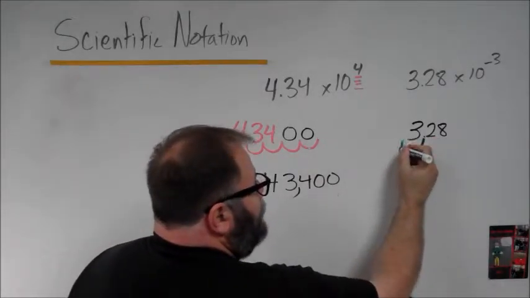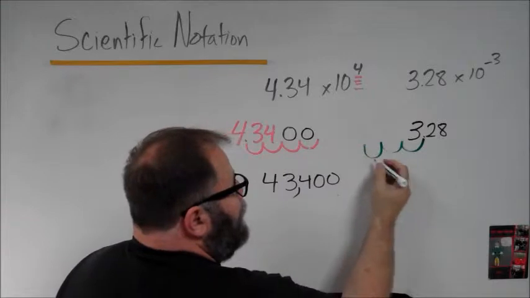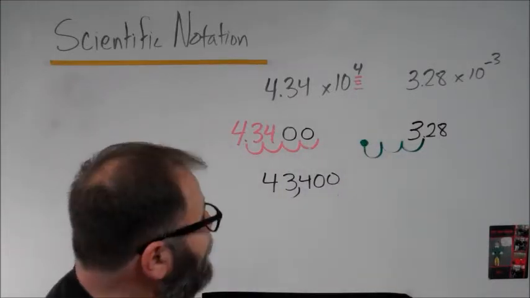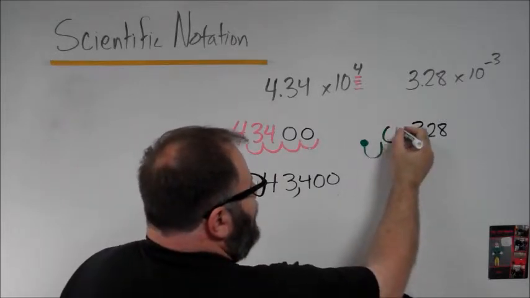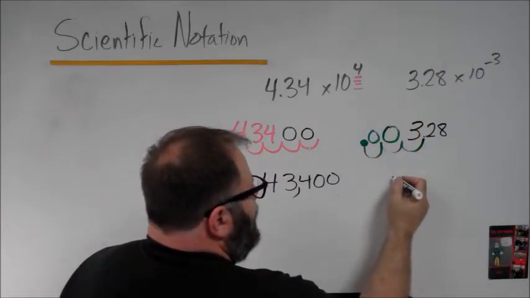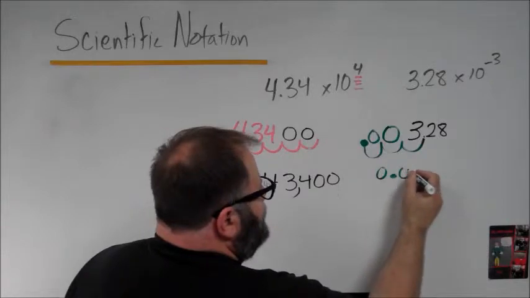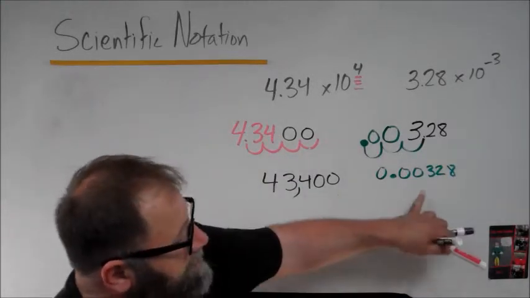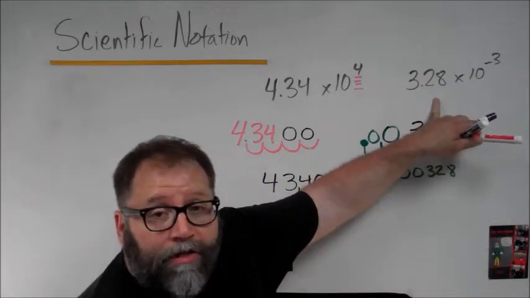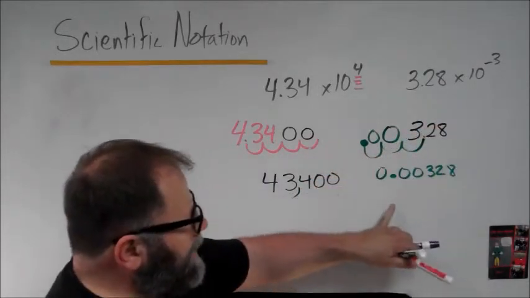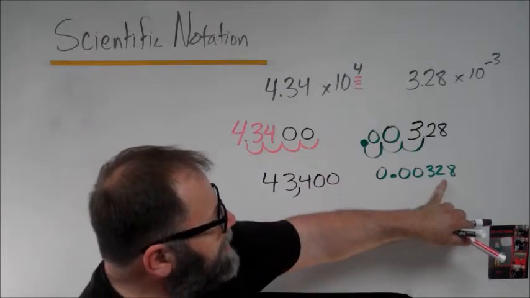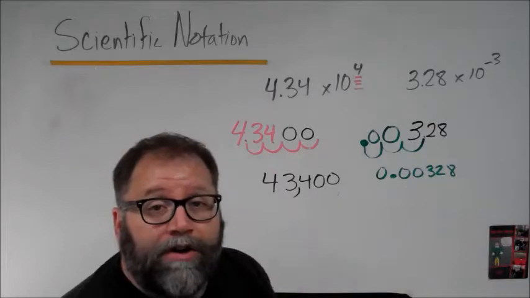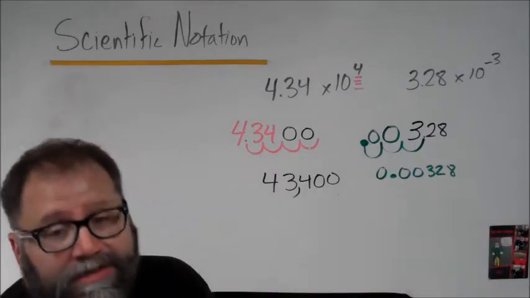So I'm going to go 1, 2, 3. And right now I'm going to put that decimal right there, just so that I remember. So then I need to add a 0 here and add a 0 here. Then when I rewrite this, I've got 0.00328. And that's my standard representation for that scientific notation. That is, let's see, tenths, hundredths, thousandths, ten thousandths, hundred thousandths. So that's 328 hundred thousandths.